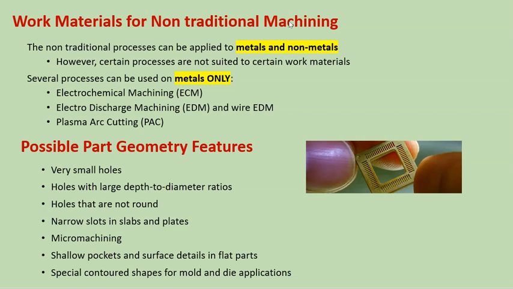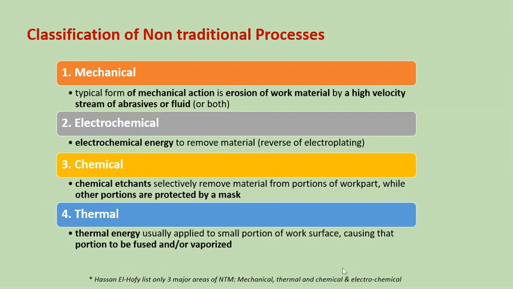For possible part geometry features, non-traditional processes are specifically for very small holes with a large depth to diameter ratio, holes that are not round, narrow slots like this, small narrow slots, micro machining, and some other part geometries that are not applicable to traditional machining.